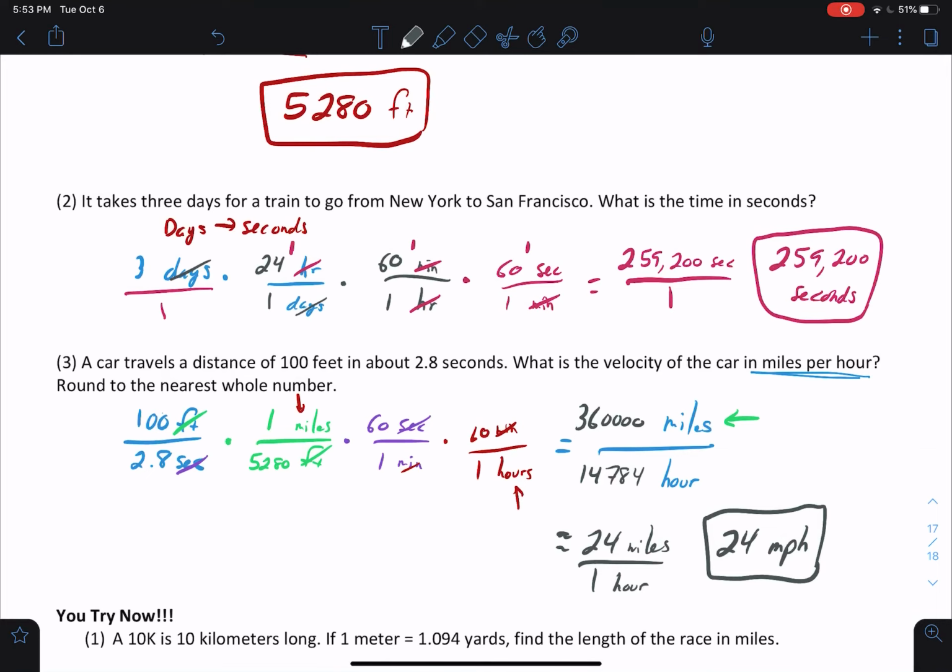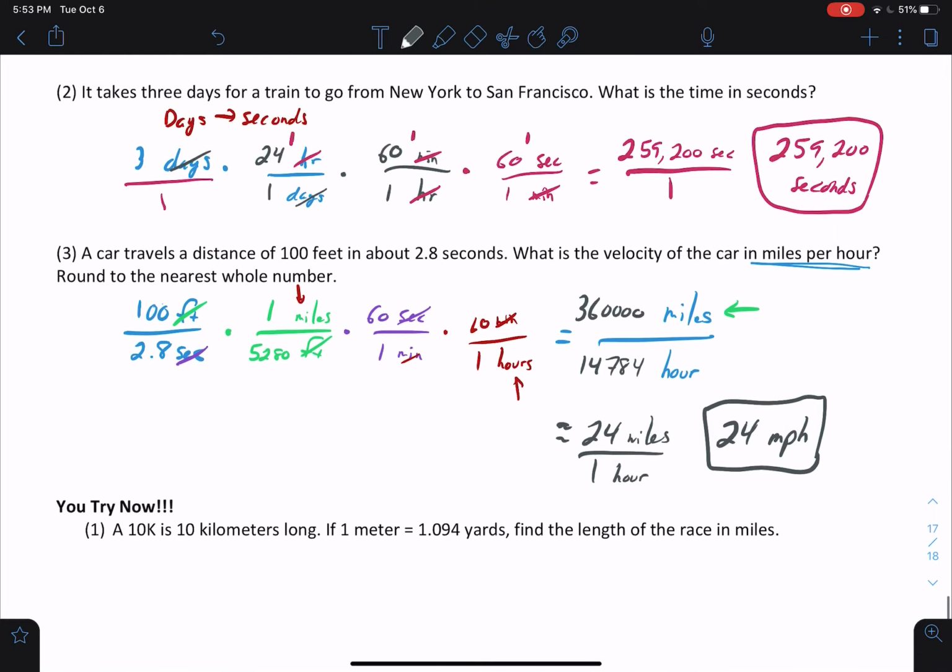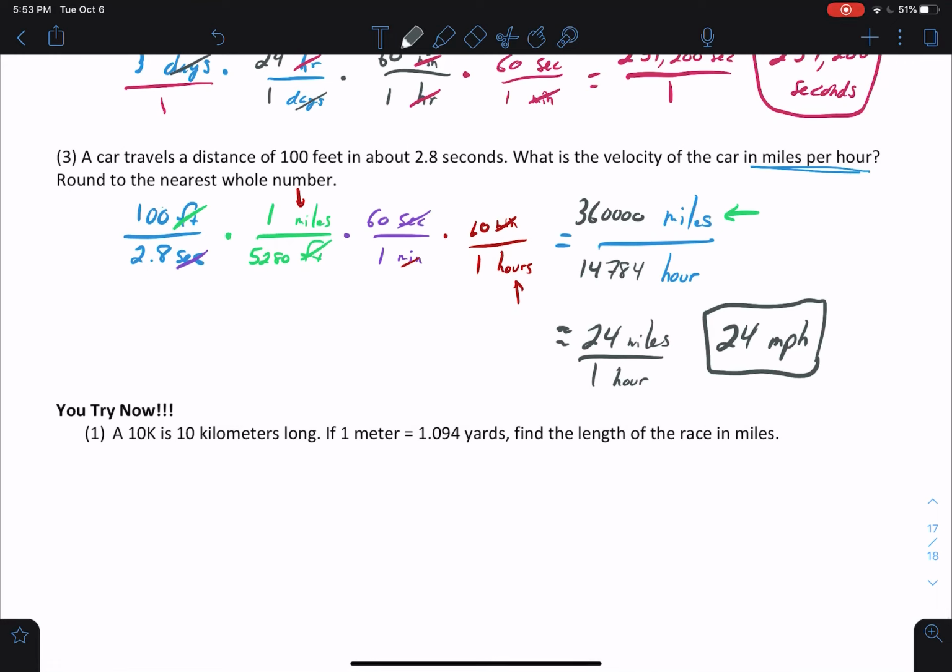Okay? So in this You Try Now, you're converting a 10K, a 10-kilometer race, into miles. So I'm giving you this helpful hint that 1 meter is the same as 1.094 yards. So that's how you can convert from the metric over into the US measurements. So try that You Try Now.